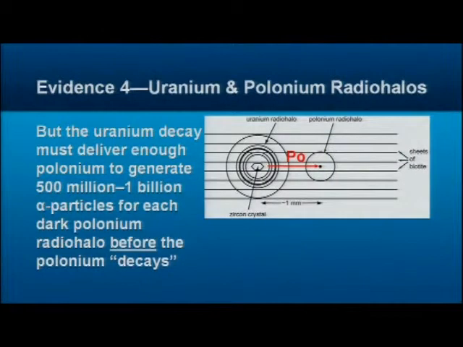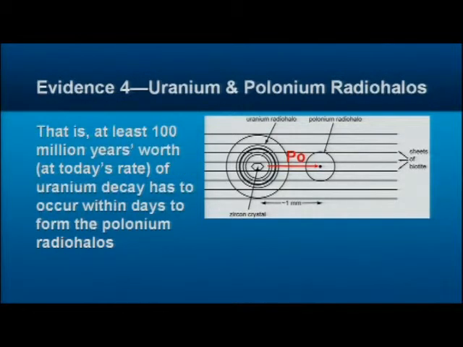And here's the crux of the matter. The uranium must deliver enough polonium to generate 500 million to 1 billion alpha particles for each dark polonium radiohalo before the polonium decays. Okay, but what's the rate of decay of these polonium isotopes? Polonium-218 is 3.1 minutes. Polonium-214 is 164 microseconds. You blink and it's gone. And polonium-210 is 138 days. In other words, at least 100 million years worth of uranium decay had to occur while you blinked during the flood.